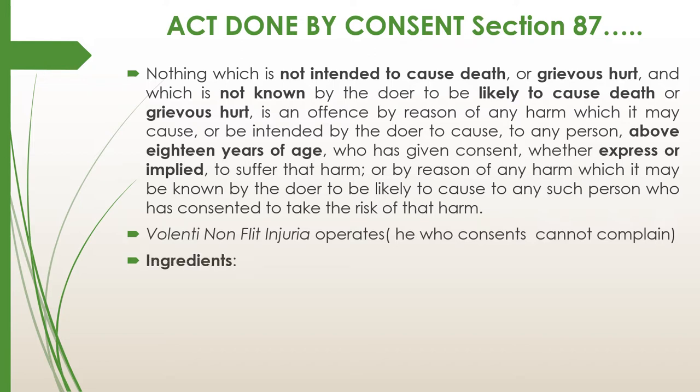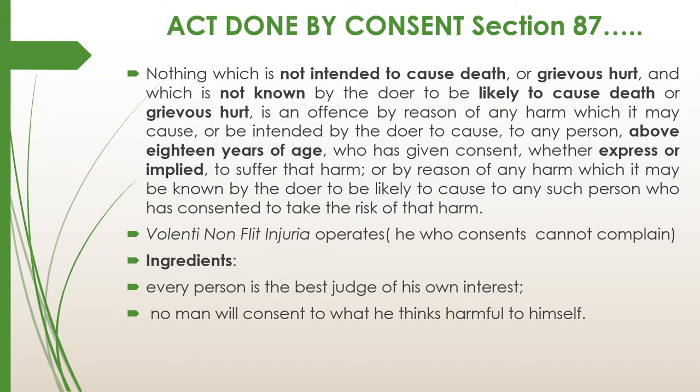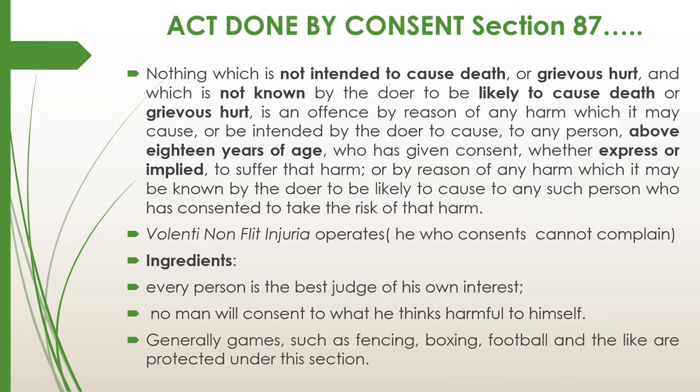So the ingredients of Section 87 are: every person is the best judge of his own interest. No man will consent to what he thinks harmful to himself. Generally, this type of consent is given in sports, such as fencing, boxing, football, and the like, and is protected under this section.